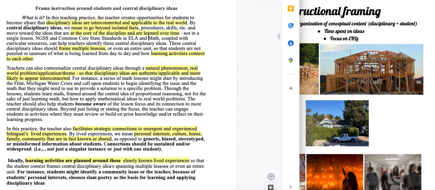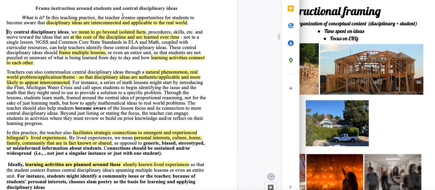Let me start reading through to pick out more of the things we need to know about this practice before we can score. So, what is it? In this teaching practice, the teacher creates opportunities for students to become aware that disciplinary ideas are interconnected and applicable to the real world. Okay, so I'm going to stop there and pull that out.